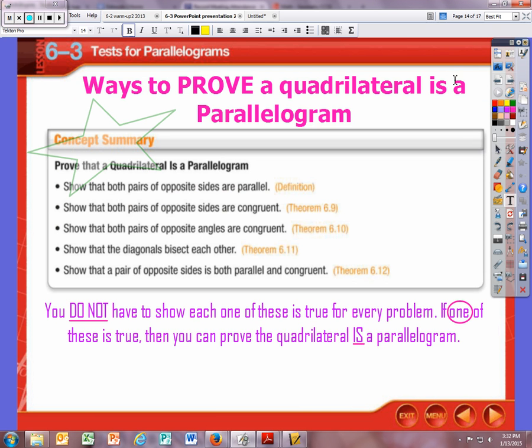Alright, so here's kind of a synopsis of what we've seen here. In order to prove that a quadrilateral is a parallelogram, you just need to find one of these that's true. You don't have to show every single one of them's true. That would be way too much work. All you have to do is prove that one of these is happening, and you can tell me that you do have a parallelogram. So keep that in mind because in the next slide we're going to need it.